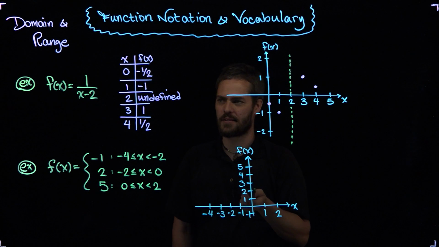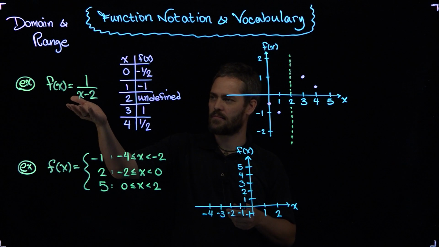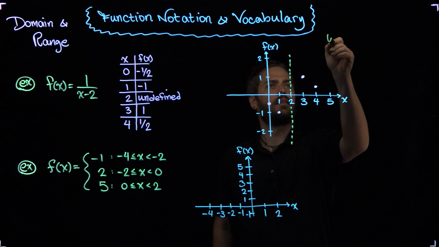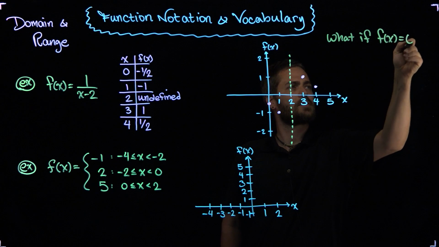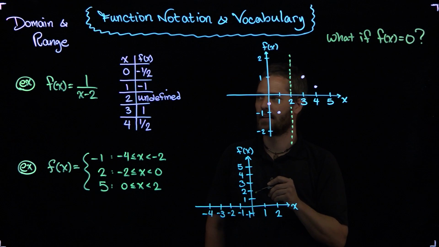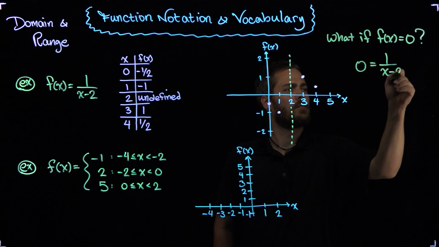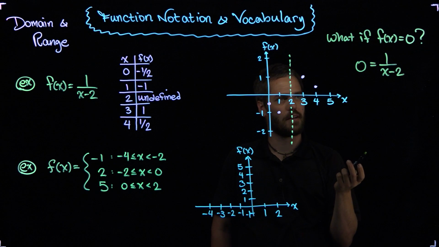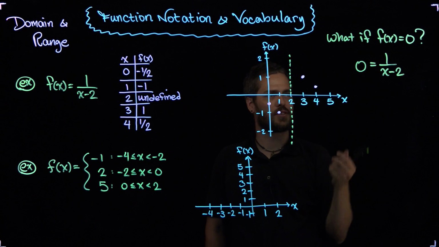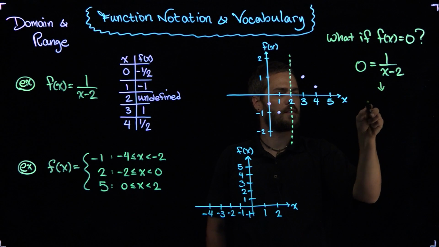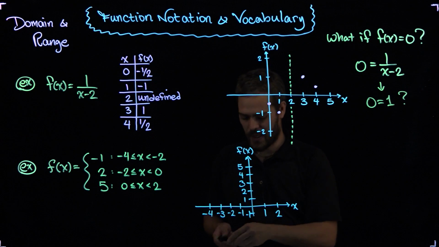Now I could ask something else, and I'll just put it out there right away. What if f of x equals 0? Just to see what happens. Well, if I plug 0 in, then I get 0 equals 1 over x minus 2. Now that's a little bit strange, obviously, because if I multiply both sides of this equation by x minus 2, then what I end up with is 0 equals 1. Okay. This is obviously not possible.